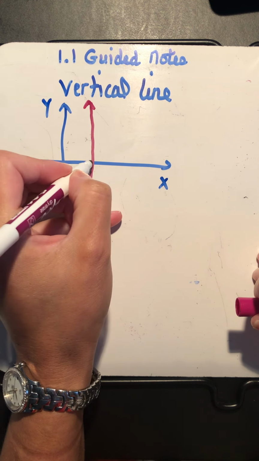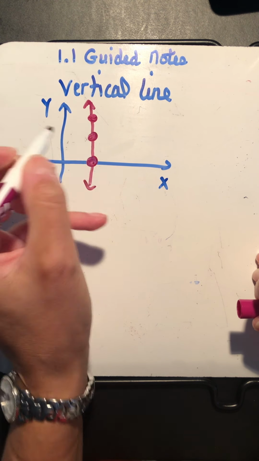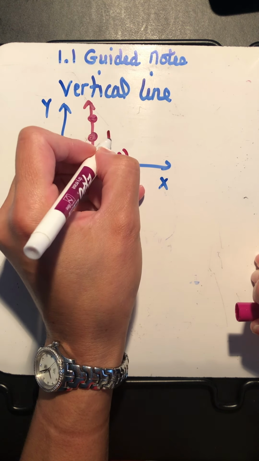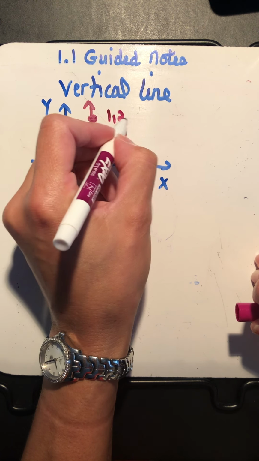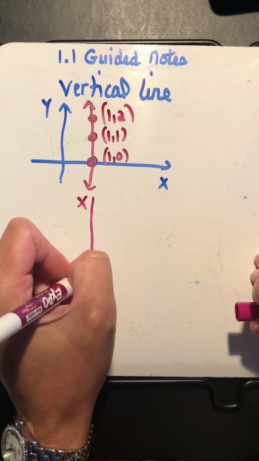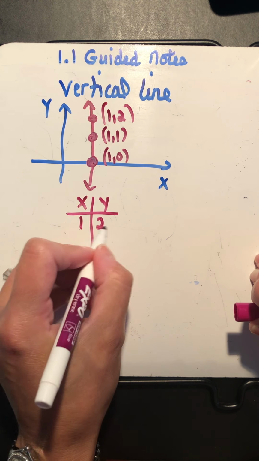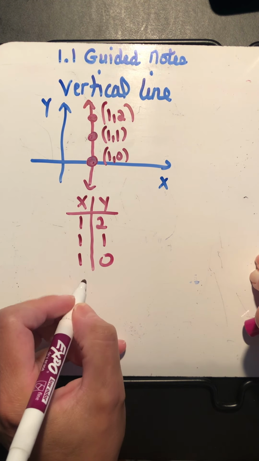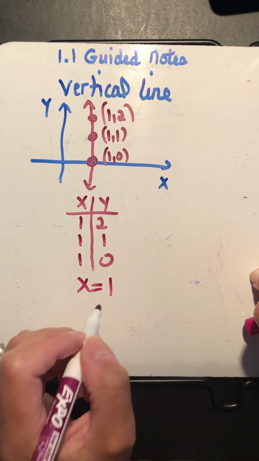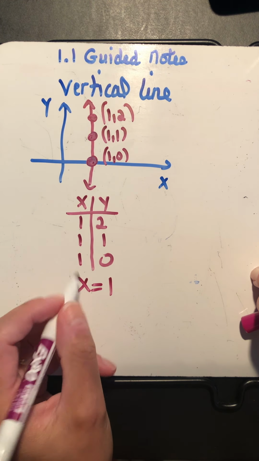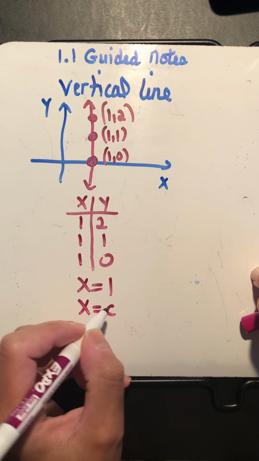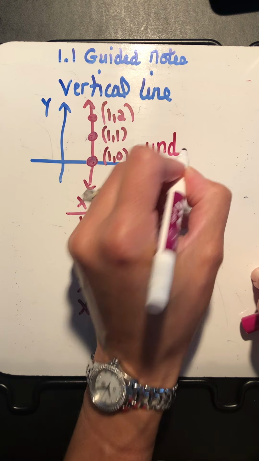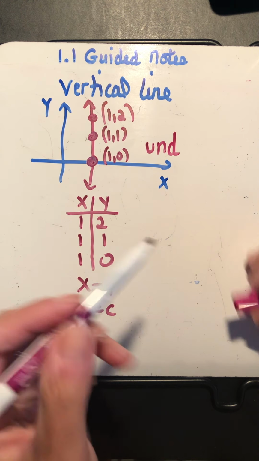So what are some points? Here, here, and here. So let's say this is the point (1, 0). Let's say this is (1, 1), and let's say this is (1, 2). If I put these points in a chart, one thing I notice is that x is always equal to 1, regardless of y. So how do I say that in math? x equals 1. So in general, when you're writing a vertical line, x is going to be equal to some constant. And don't forget, the slope of this vertical line is undefined because it is vertical.